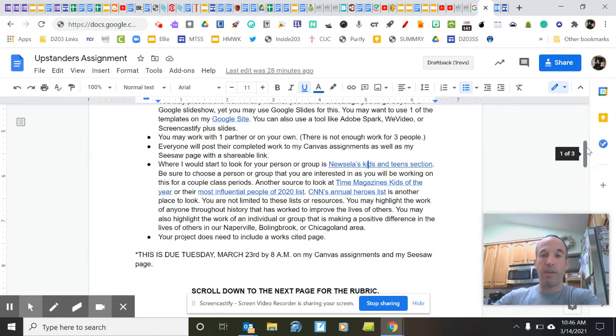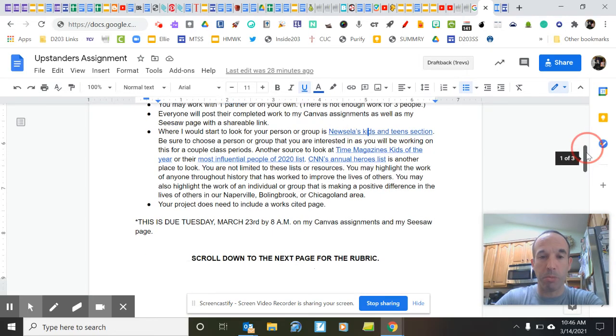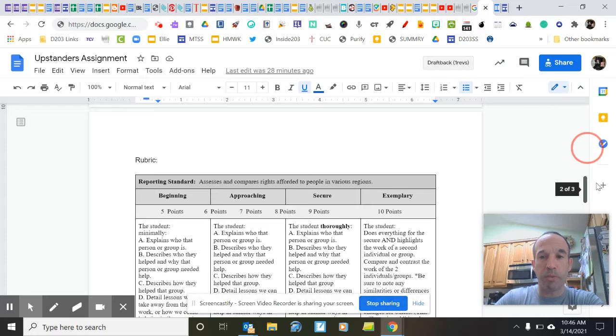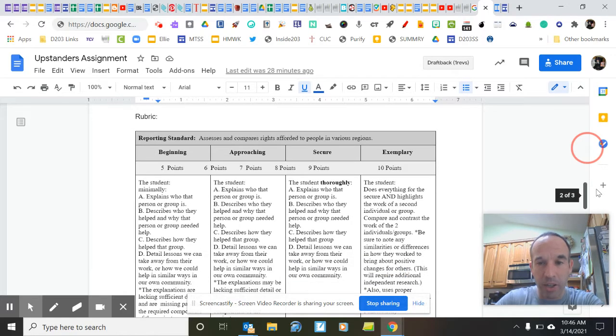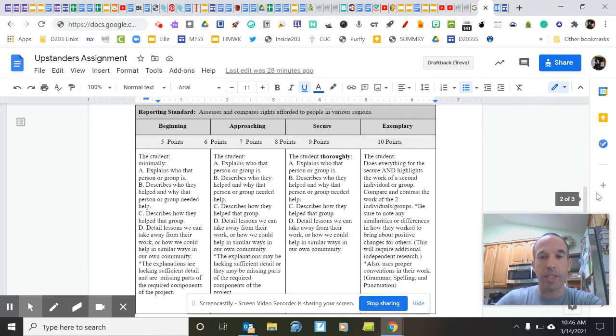Like I said, everyone needs to turn it in on my Canvas assignments page and my Seesaw page with the shareable link. This is the proficiency scale. It is a standard. The difference here, so for the secure, like I said, it has all of the 4 required components. I'm not going to read to you them again. They're the same as what is above.